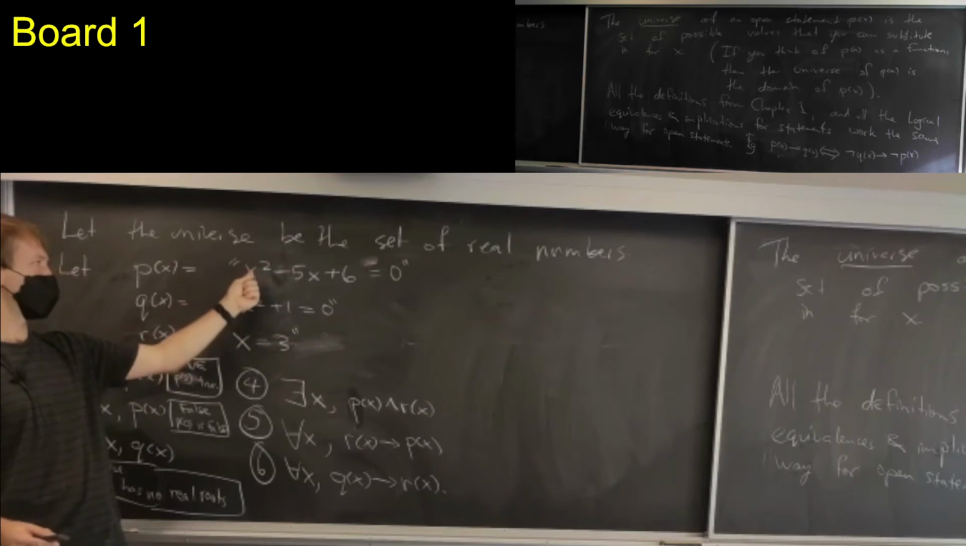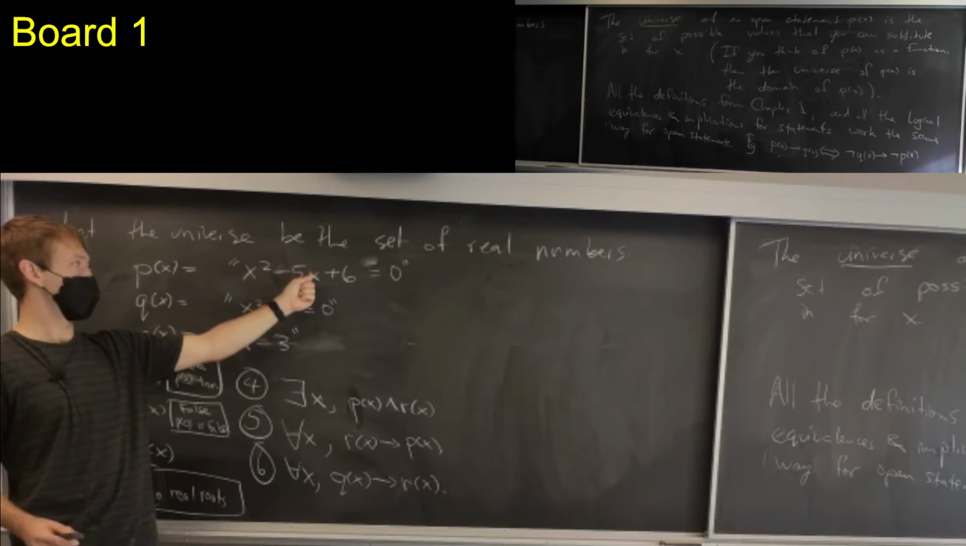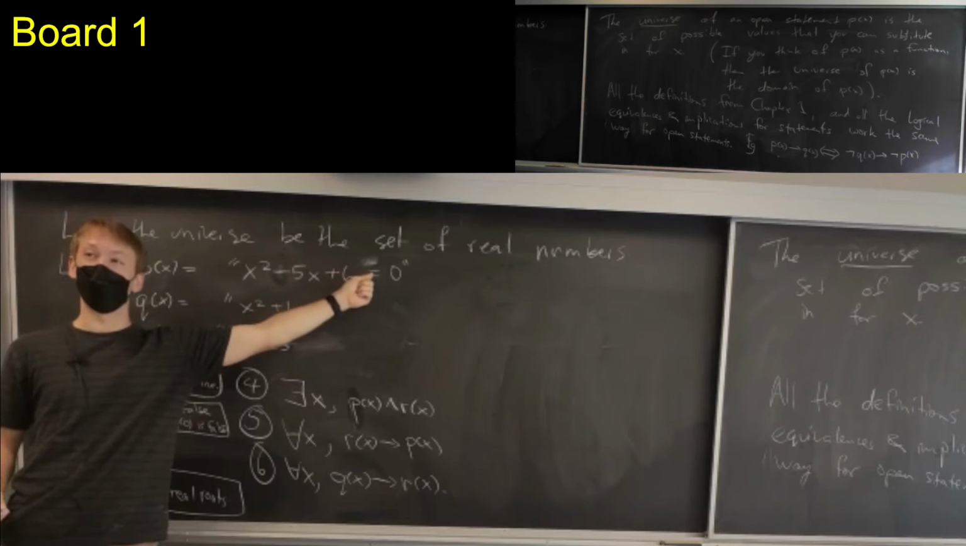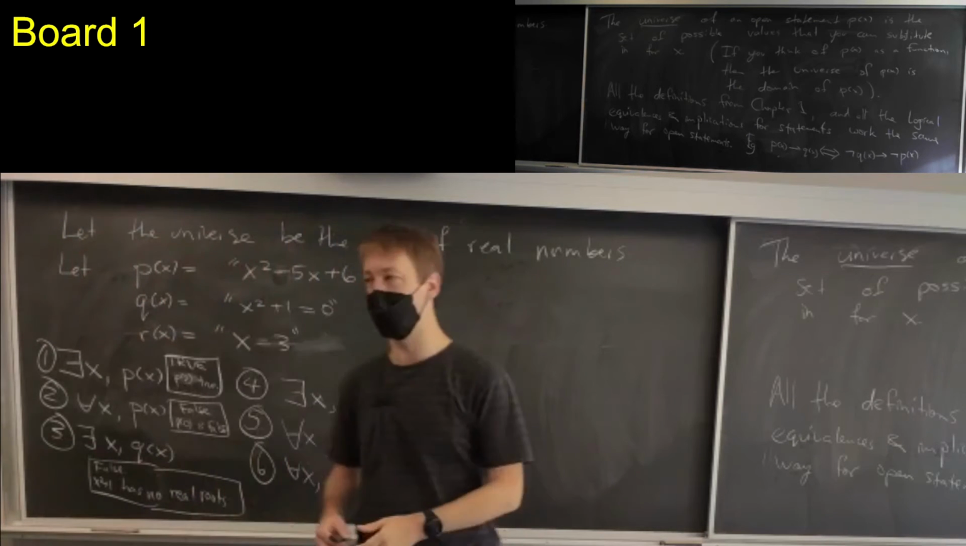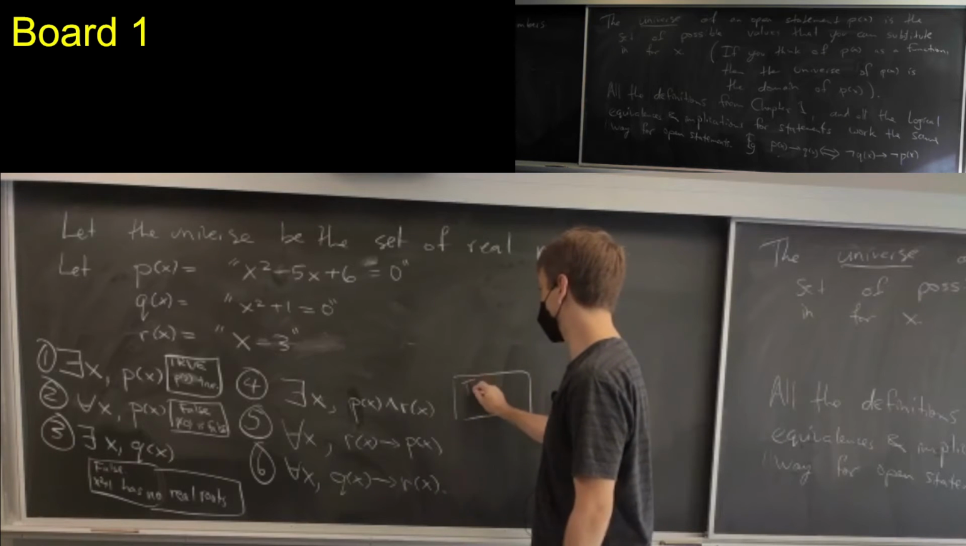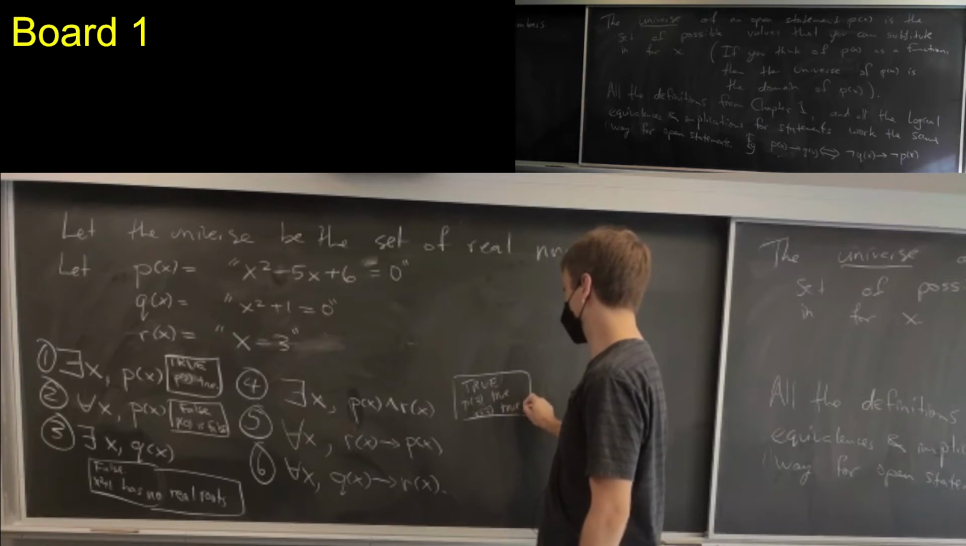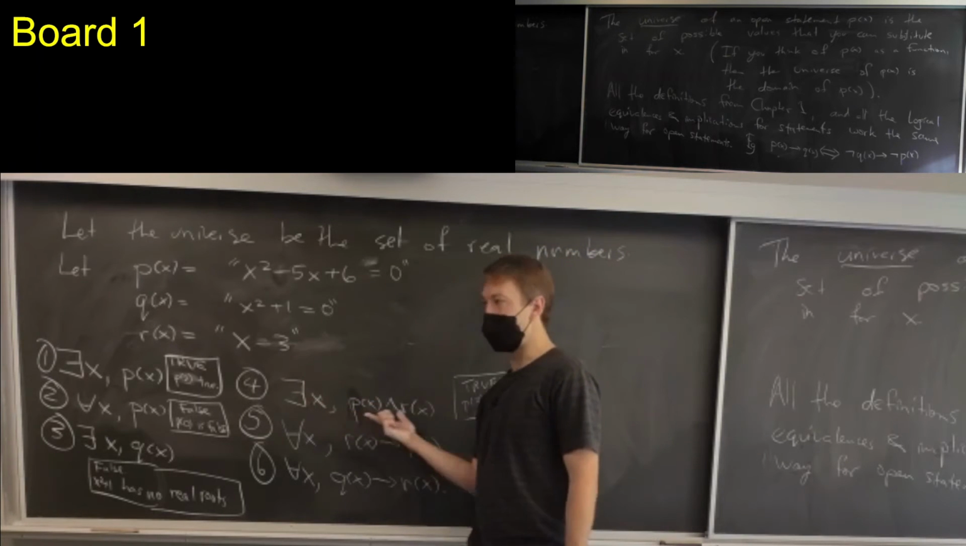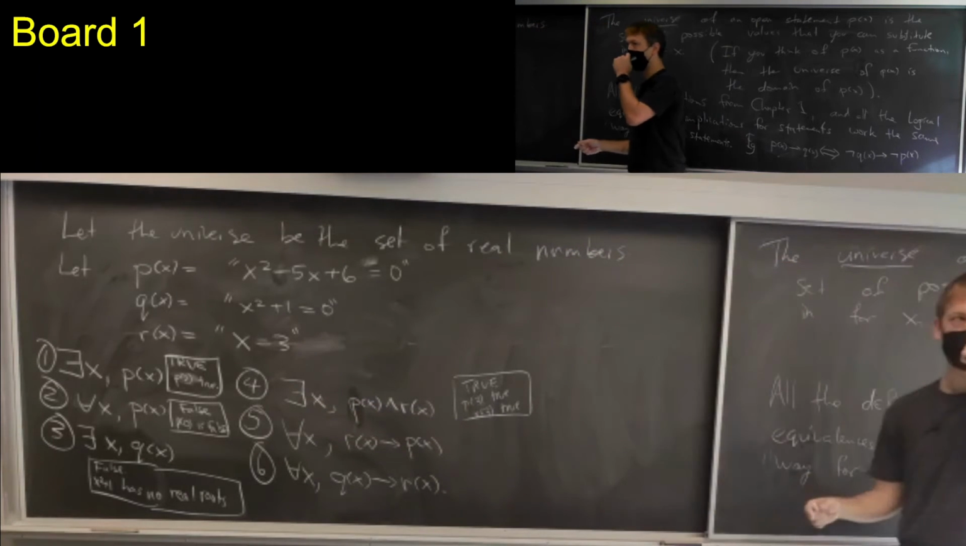You get 9 minus 15 plus 6. It is actually 0. 3 is a root of that equation. So this one turns out to be true, because P of 3 is true and R of 3 is true. But exactly, you only had to check one value to know the answer to this.